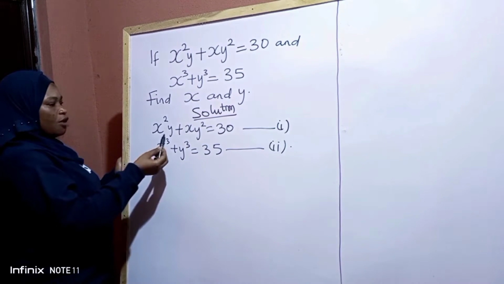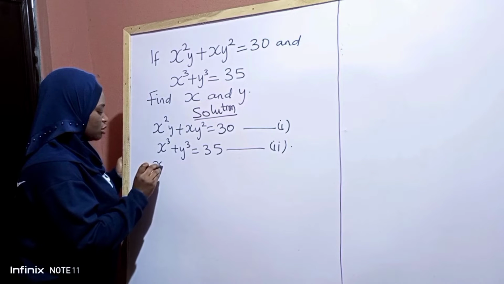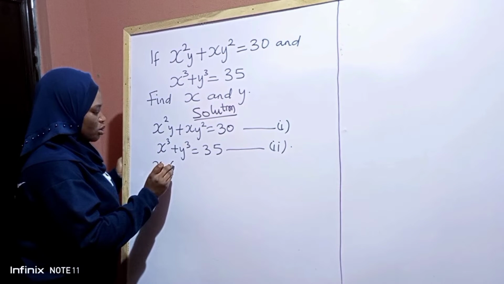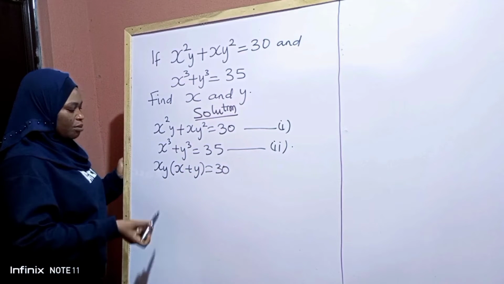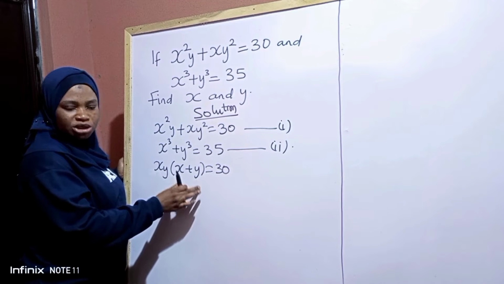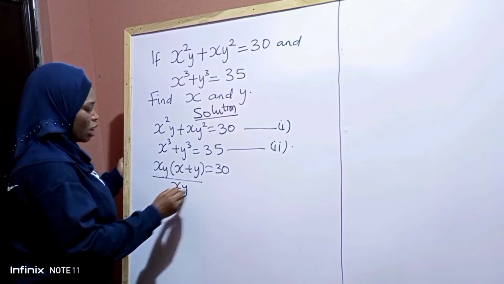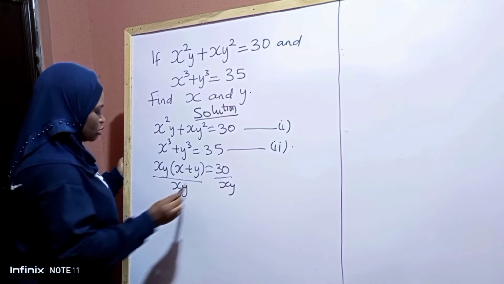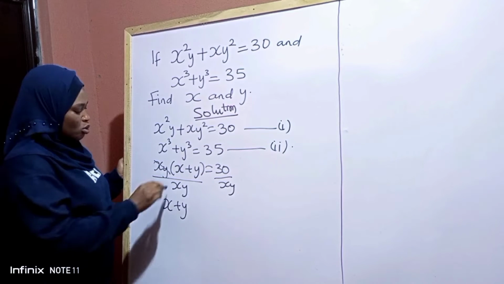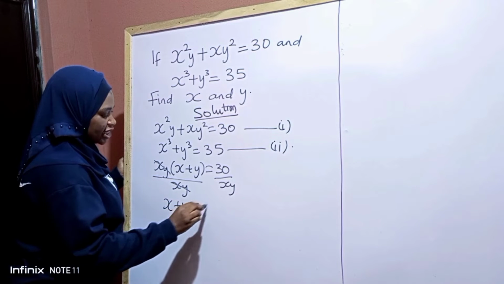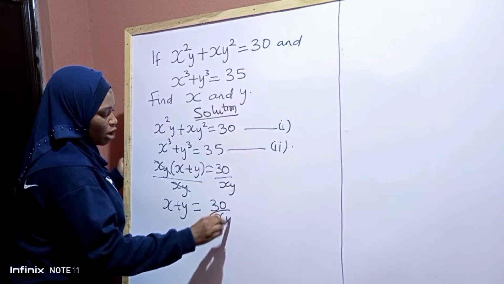From equation 1, we can factorize xy out. Factorizing xy out from equation 1, we have xy times x plus y is equal to 30. Now we can make x plus y the subject of the formula by dividing both sides by xy. The xy will cancel xy, so we are left with x plus y is equal to 30 over xy.